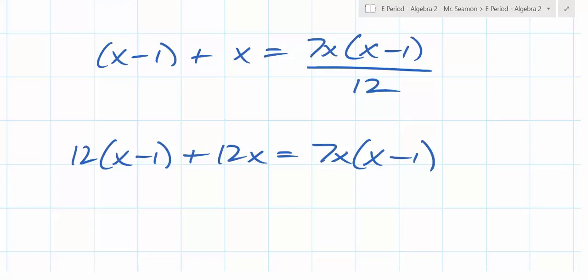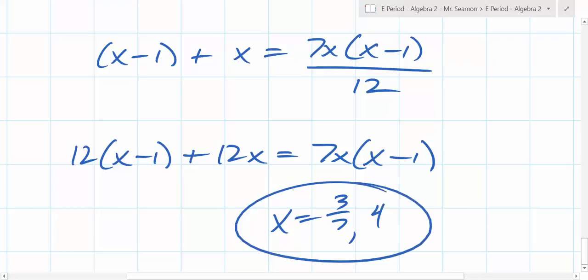Have you finished this, anybody? What'd you end up with? 3/7 and 4. X does equal 3/7 or 4. That is absolutely correct.